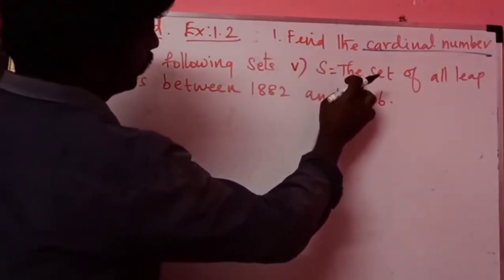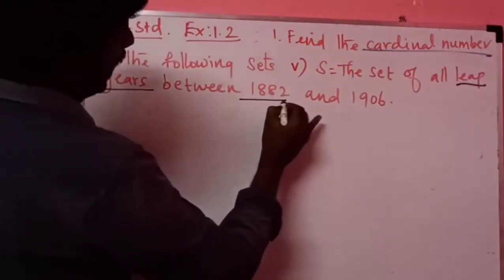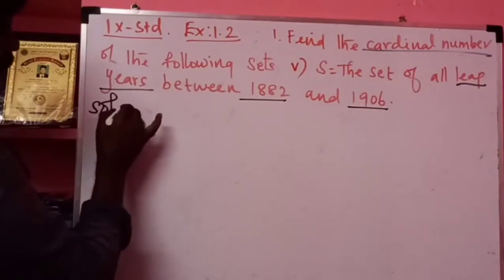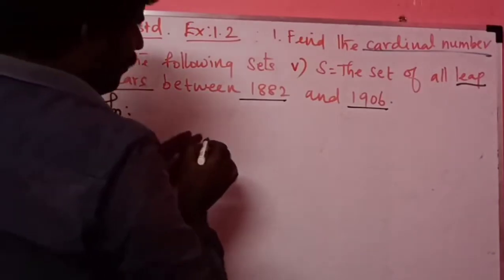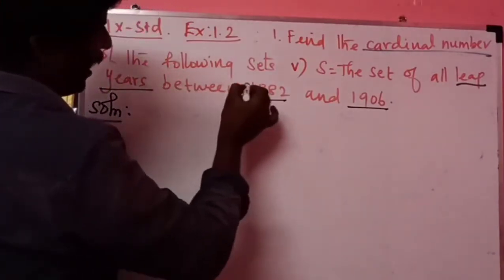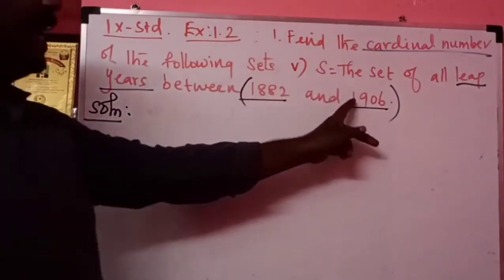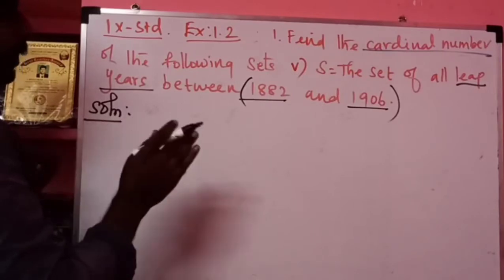S is equal to the set of all leap years between 1882 and 1906. Listen carefully, this is a very very important problem. Right, the leap years. How do we find out what a leap year is? From the year 1882 to 1906, first, the numbers that are divisible by 4 will come as leap years.